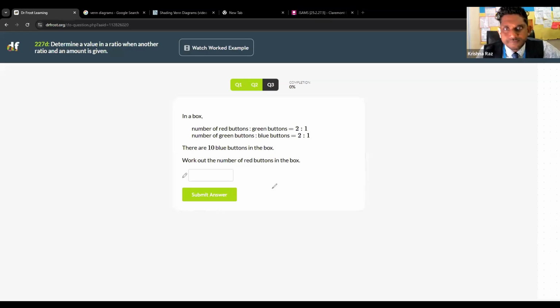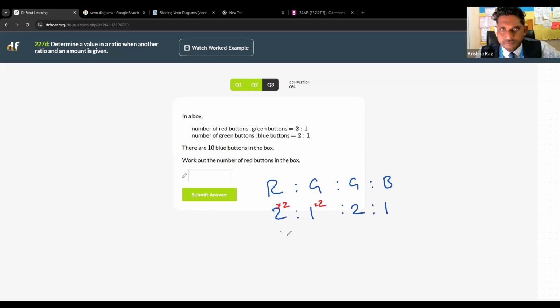So red to green, 2 to 1. Green to blue, also 2 to 1. So if we double these numbers, 4 to 2 to 2 to 1. So red to green to blue is 4 to 2 to 1.